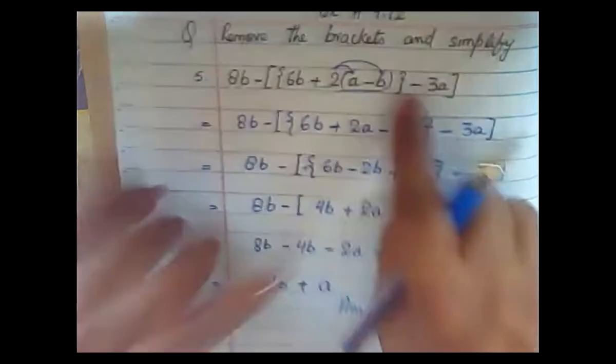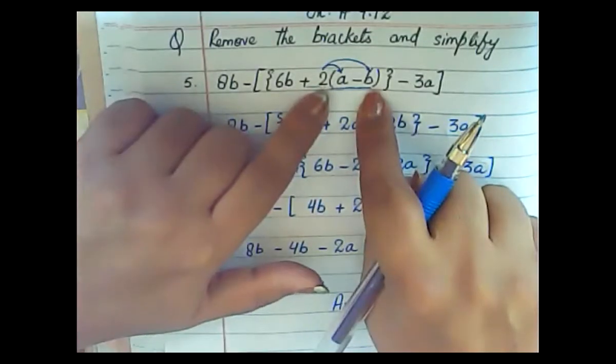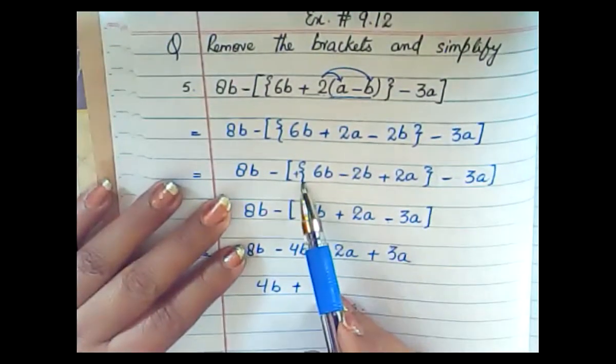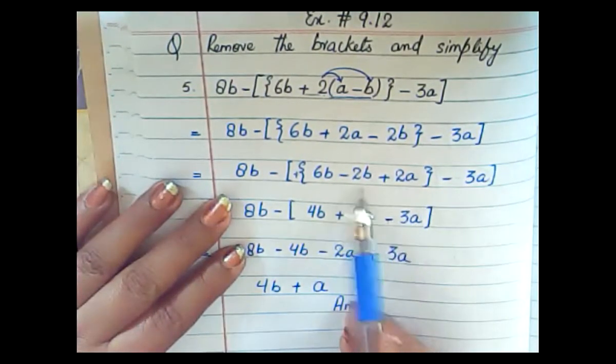First, you will remove the round bracket here and you will open it with the help of this 2, right? Then you will remove the curly bracket by simplifying the things which are written inside the bracket.